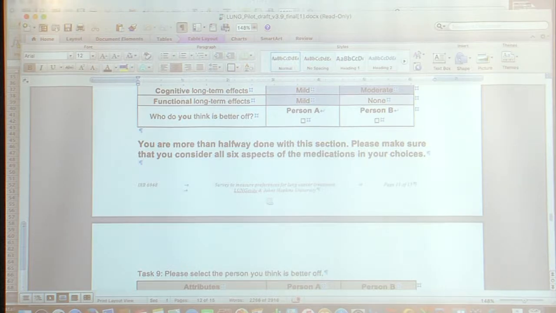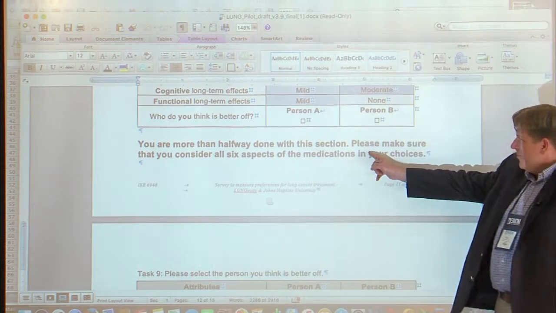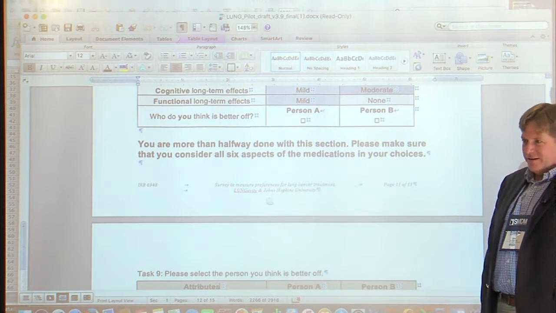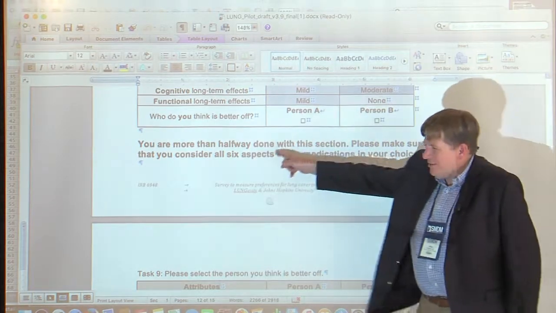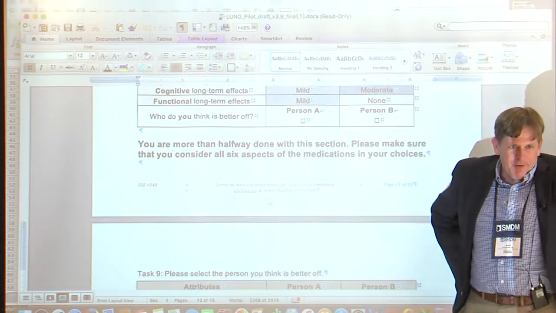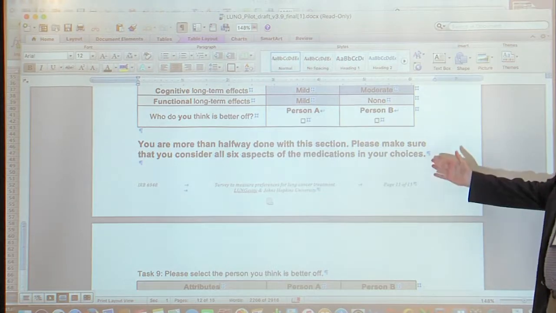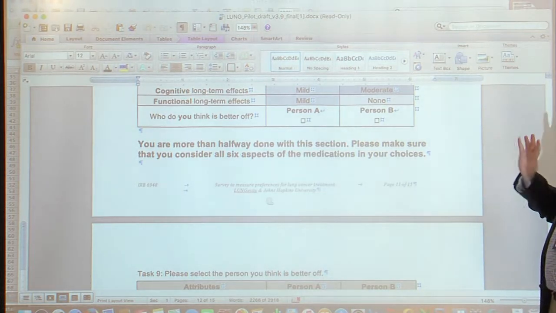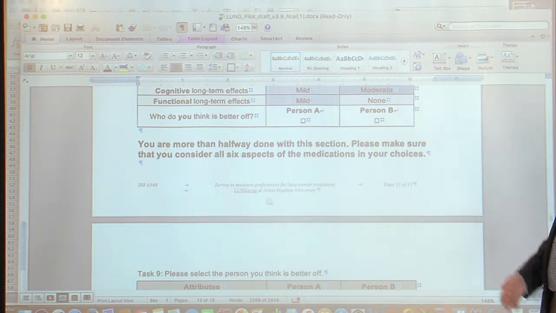Oh, cheap talk. You're more than halfway done. The evidence on these different types of cheap talk, there's no reason behind it. It's called cheap talk in marketing because you're just trying to encourage people to kind of move on.